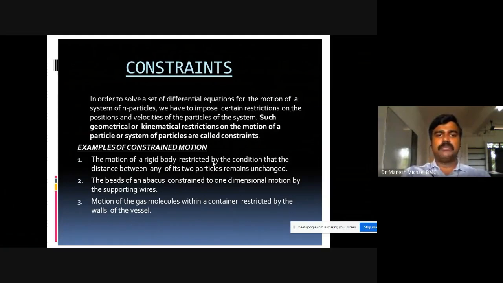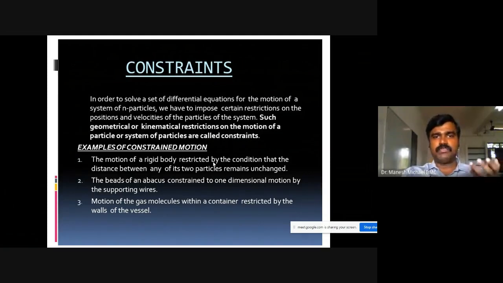The first example is the motion of a rigid body. The motion of a rigid body is restricted by the condition that the distance between every two points in the rigid body remains constant. Suppose we are considering two particles with position vectors Ri and Rj. The distance between them, Ri minus Rj, should always be constant in a rigid body.